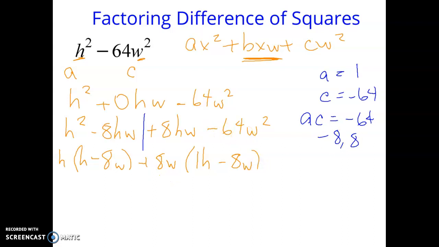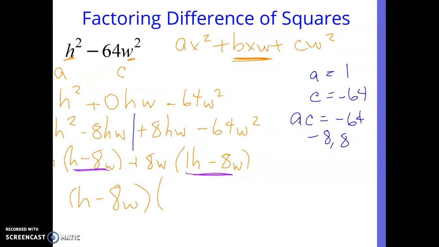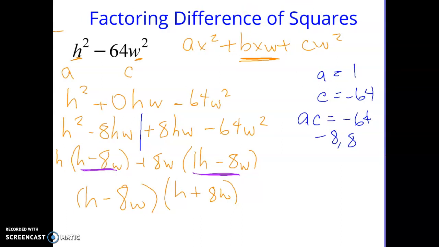All right, now remember we said last time it's really important that what's in the parentheses is exactly the same, and in this case it is. So we'll factor that out in front, h minus 8w, and what we have left over goes in the second parentheses, h plus 8w. All right, and that's going to work out to be the answer. Let me scoot that back over, sorry.